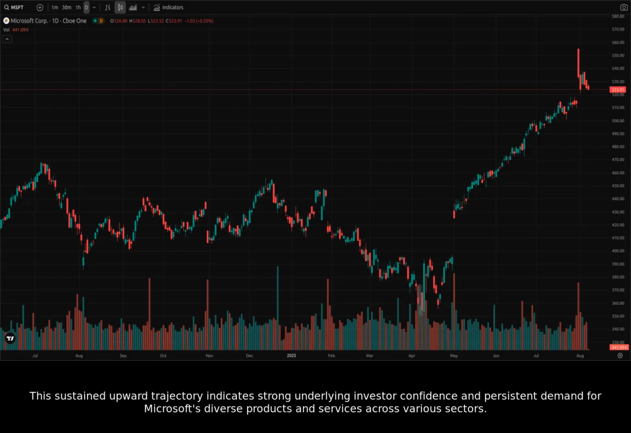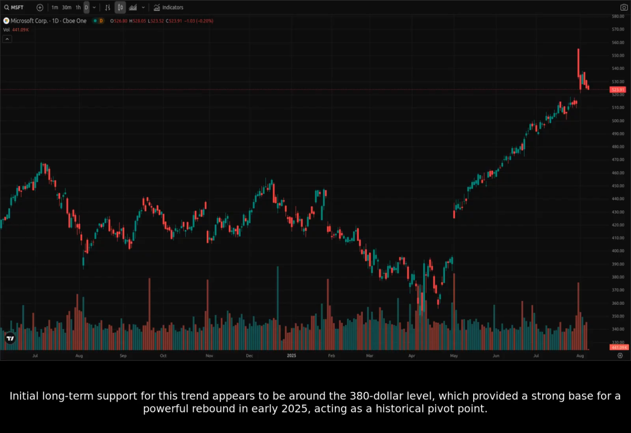This sustained upward trajectory indicates strong underlying investor confidence and persistent demand for Microsoft's diverse products and services across various sectors. Initial long-term support for this trend appears to be around the $380 level, which provided a strong base for a powerful rebound in early 2025, acting as a historical pivot point.